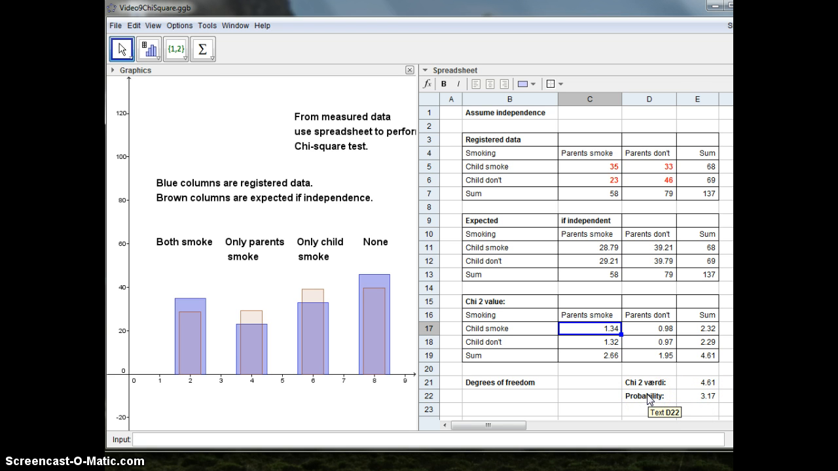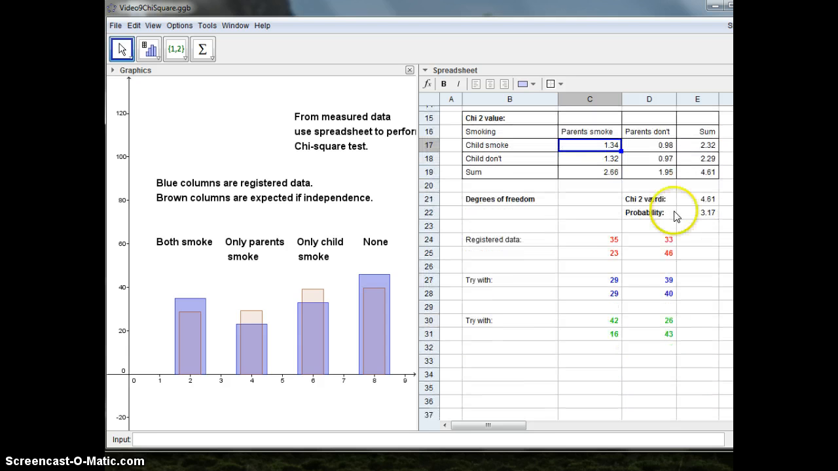That is, it is very unlikely that this would happen if we randomly went out to 137 homes. There's only a probability of 3% that this would happen. So we must say that the independence, what we assumed here, is not true. They are very much dependent.